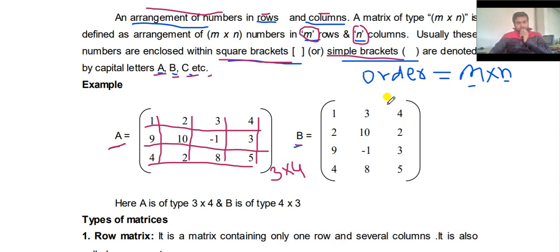So the important thing in a matrix is order of the matrix. So order of matrix is denoted by the formula m into n, where m is the number of rows and n is the number of columns. So like in this matrix, we calculated the number of rows are 3 and number of columns are 4. So this is called the order of the matrix.